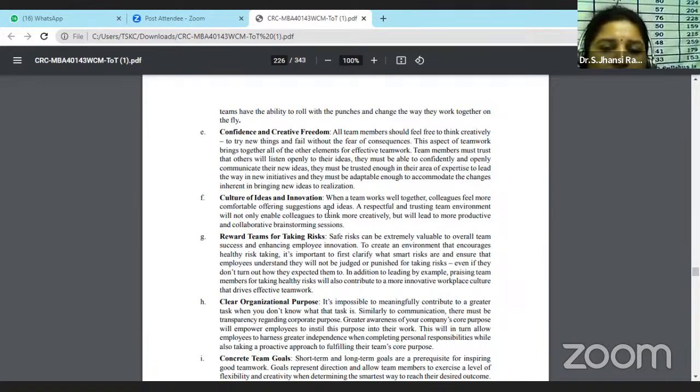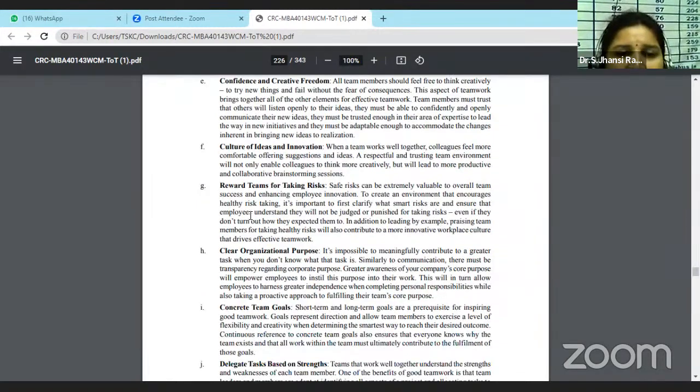Because whenever you work together as a team, colleagues will feel more comfortable and will try to give more suggestions and ideas. A respectful and trusting team environment will be created, which will enable colleagues to think more creatively rather than being under pressure or restricting themselves creatively, which will lead to more productive and collaborative brainstorming sessions. And also reward teams for taking risks.